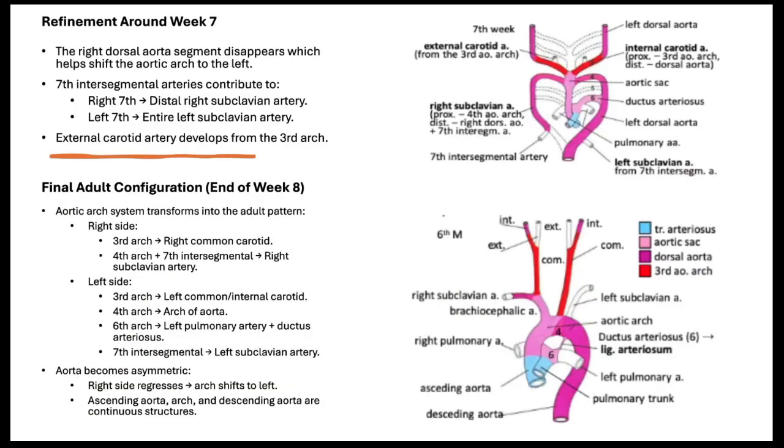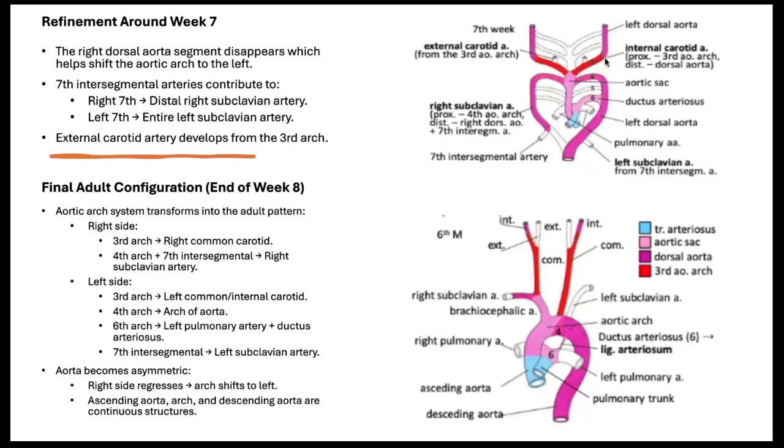Approximately around week 7, you can see that there is some development which has happened over here. The right side of the dorsal aorta disappears. So you can see this part, the connection over here, has gone away. This causes a shift of the aortic arch to the left side. So that is why the aortic arch is only on the left side, as you can see over here. And one important point to note is that there are intersegmental arteries as well, like I mentioned in the very first slide. So the right one is in charge of forming the subclavian artery, while the left one on this side is in charge of forming the entire subclavian artery on the left side. The external carotid artery arises from the third arch around the 7th week.